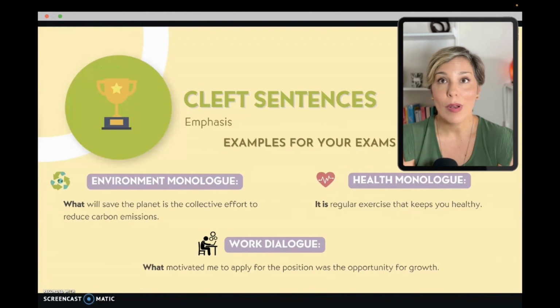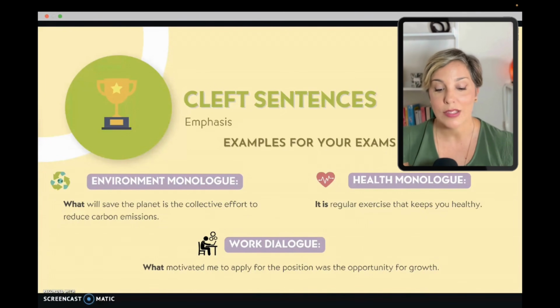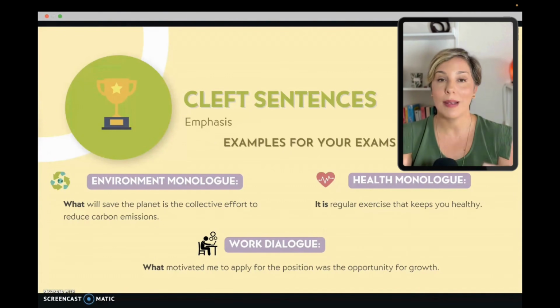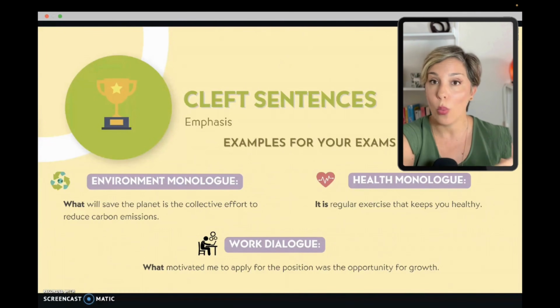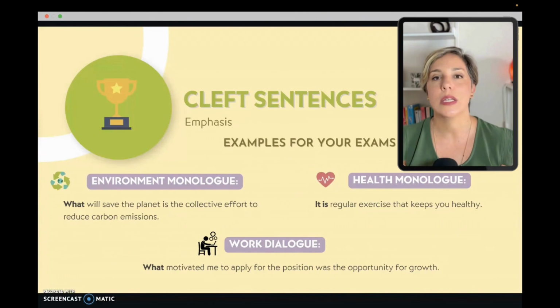is, and then people are thinking, oh, what is that? Okay, I wonder what it is. You know, you are creating this kind of suspense. Okay, so what will save the planet is the collective effort to reduce carbon emissions. So you are placing the WH word, what, at the beginning, and then you continue the sentence.